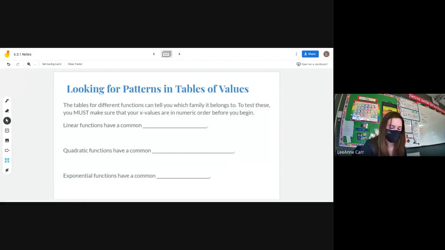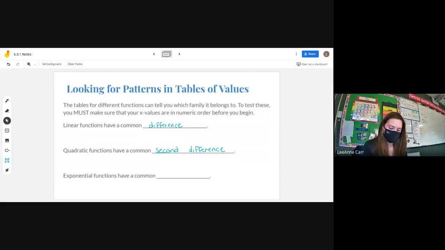Linear functions will have a common difference. And we looked at this with our learning target 6.2.2, where you were given a sequence and you had to find a common difference in the sequence. So if there exists a common difference, you are looking at a linear function. If there exists a common, now this one's a little bit funky, a common second difference, and I'll show you an example of that, that means that we have a quadratic function.